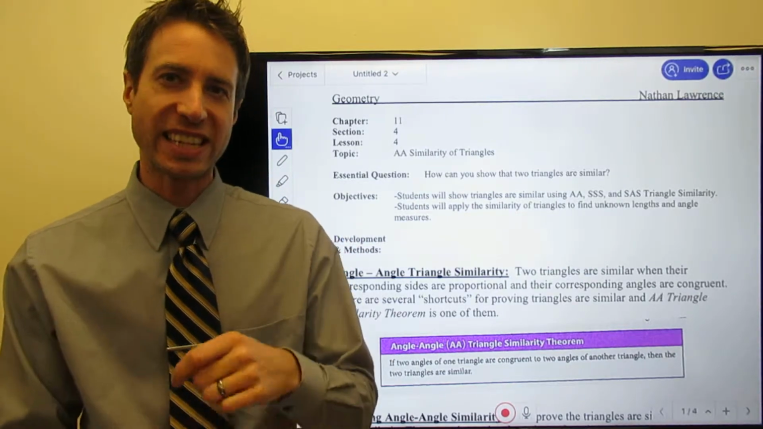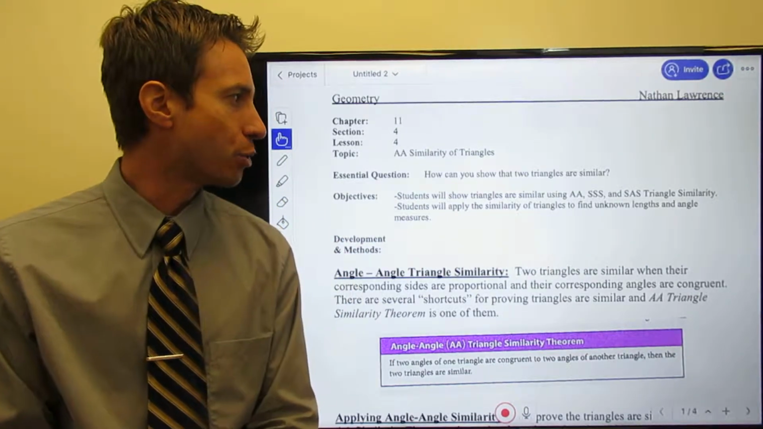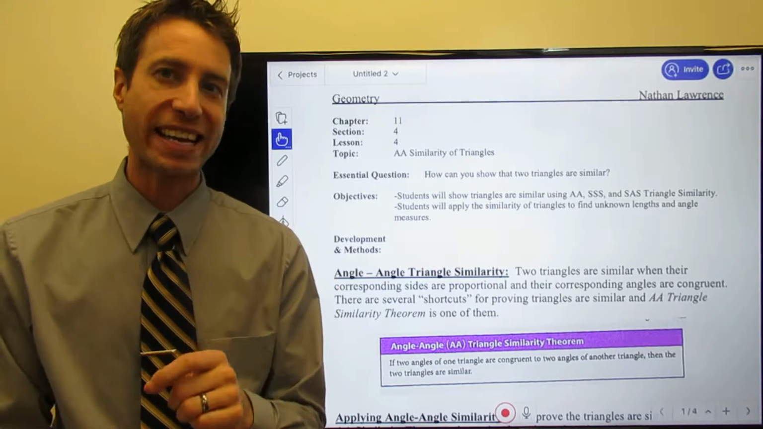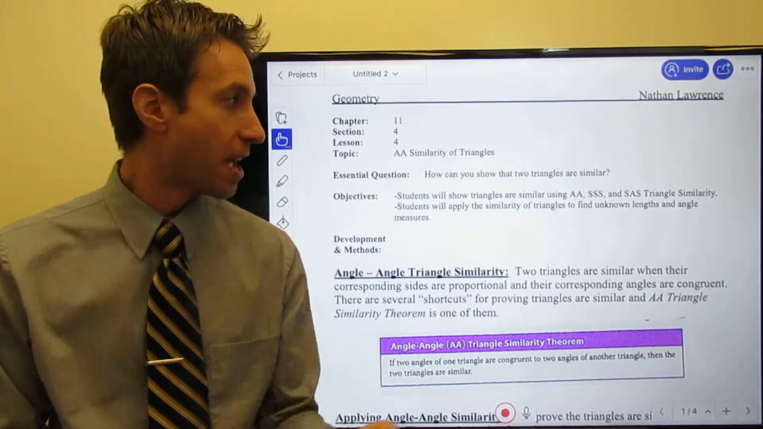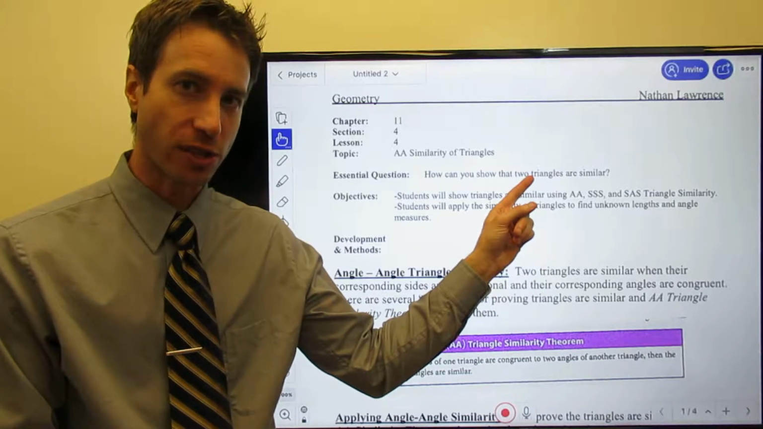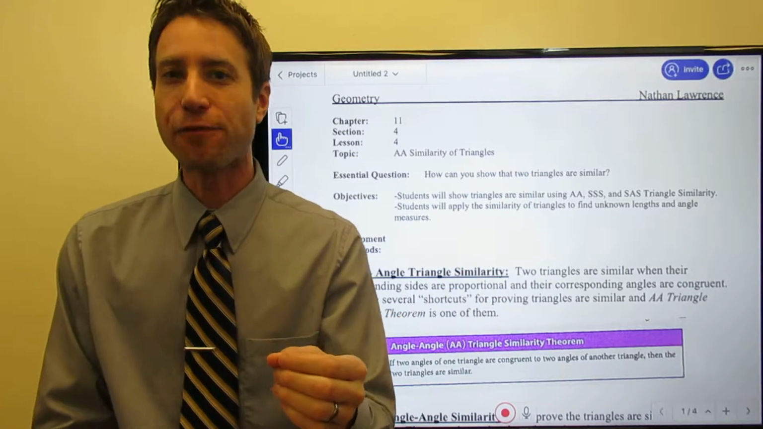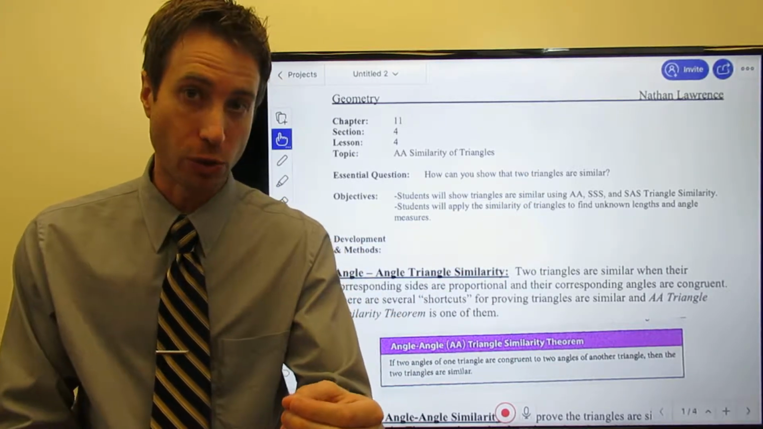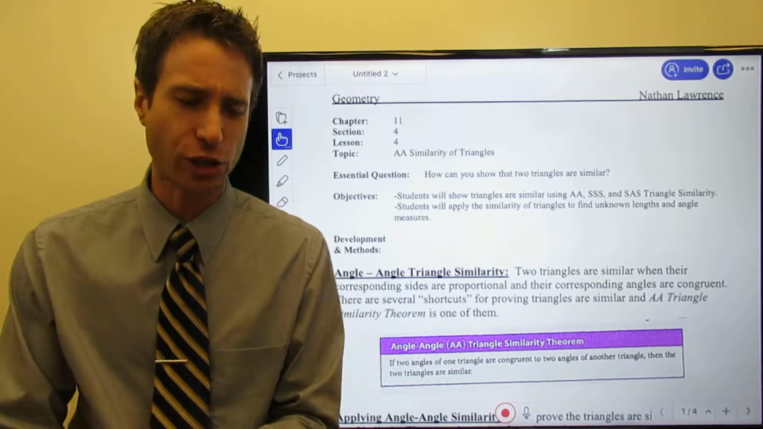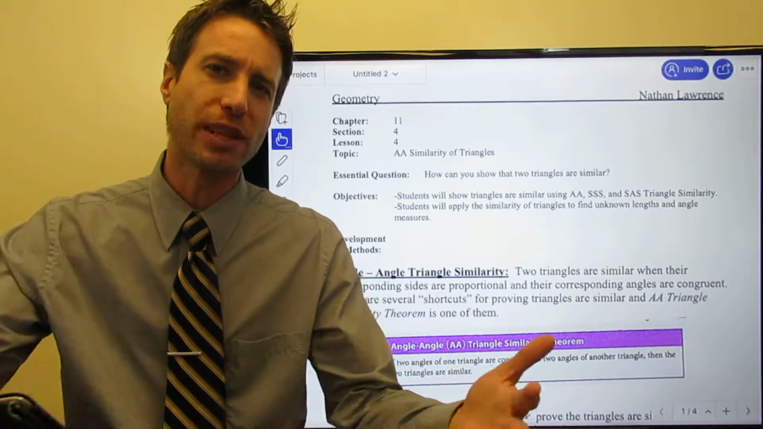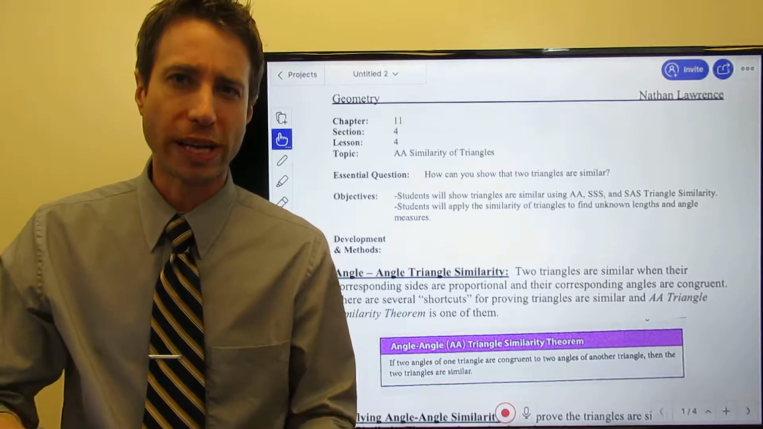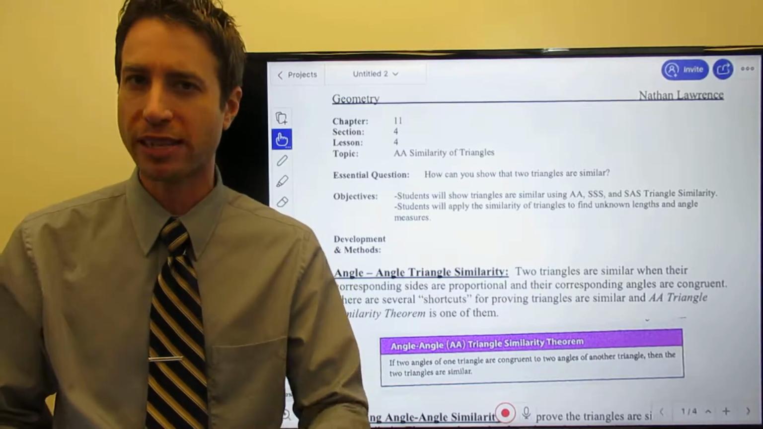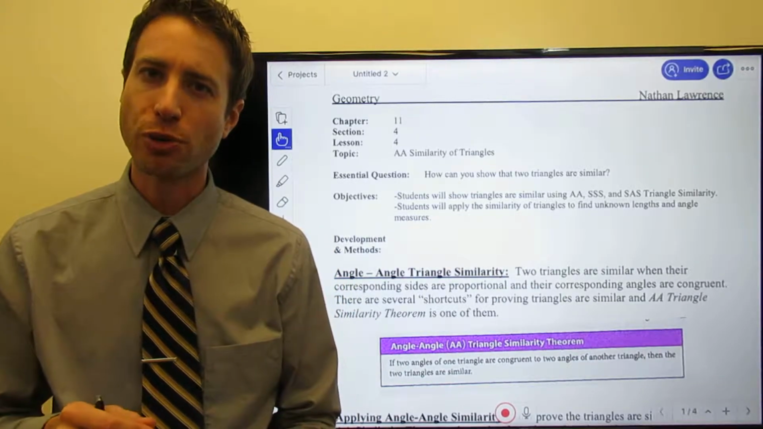What we're going to do in this set of videos and this section of notes is talk about ways that you can show that two triangles are similar. Now, let's say, for example, that I don't tell you that they're similar. In previous sections, I told you that figures are similar and we looked at what we can do with those. But what if I don't tell you that they're similar? How can you show that they are?